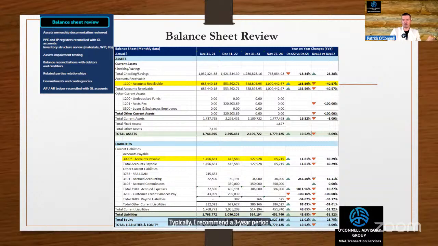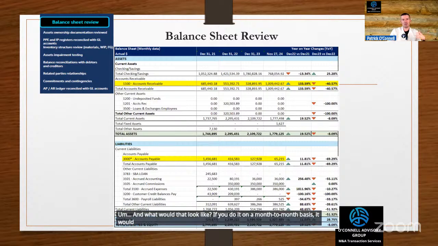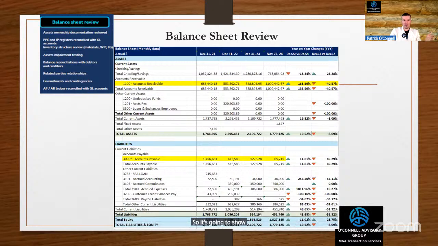So today is January 2026. For simplicity purposes, let's do it over 23, 24, and 2025. So you would run from January 23 up into December 31st, 2025. And what would that look like? Then, if you do it on a month-to-month basis, it would return a report that looks like this. It's going to show monthly balance sheets and then the individual accounts.